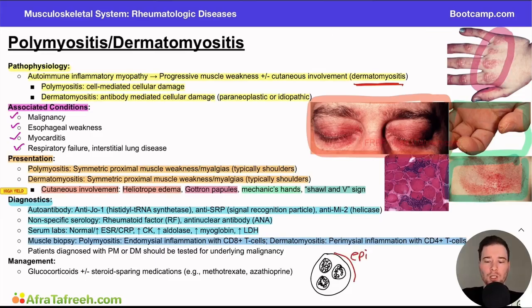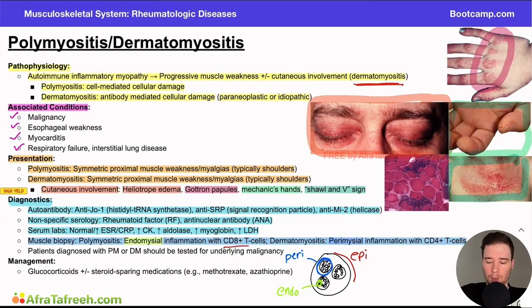Then we have the tissue that surrounds each bundle of muscle fibers called the perimysium. And finally, we have the endomysium that surrounds each individual muscle fiber itself. And so in polymyositis, we're talking about endomysial inflammation. And in dermatomyositis, we're talking about perimysial inflammation.